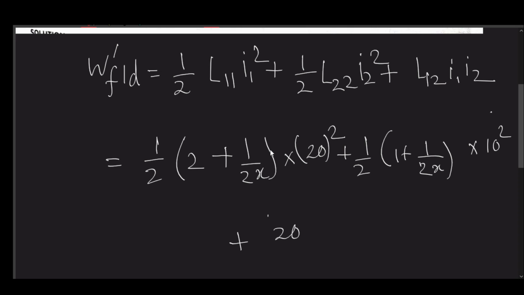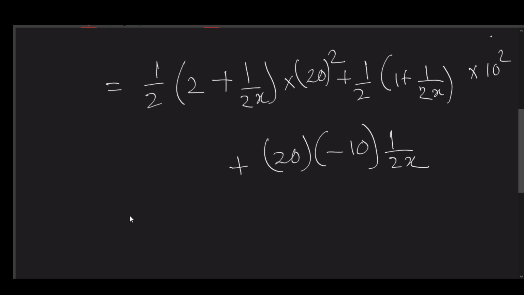And here it is 20 minus 10, it is 1 by 2x. So if this is the case, then we can write it, and if we simplify, we will get something like 450 plus 25 by x. So what is your force?